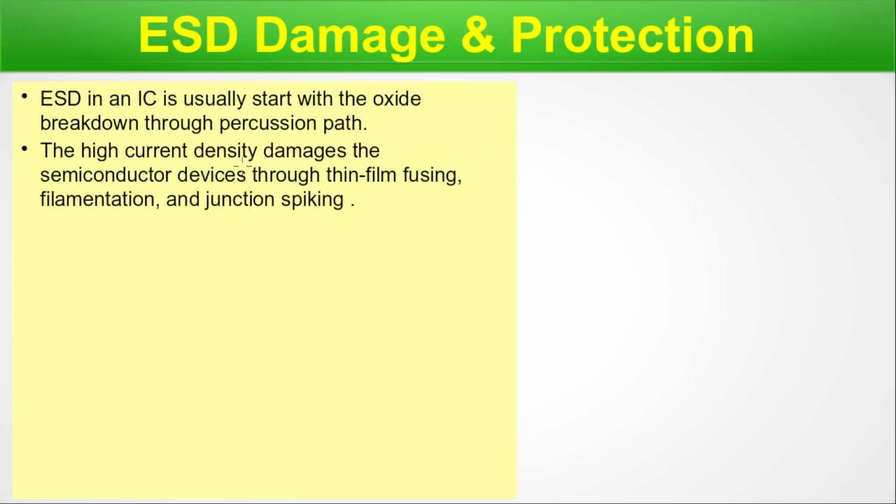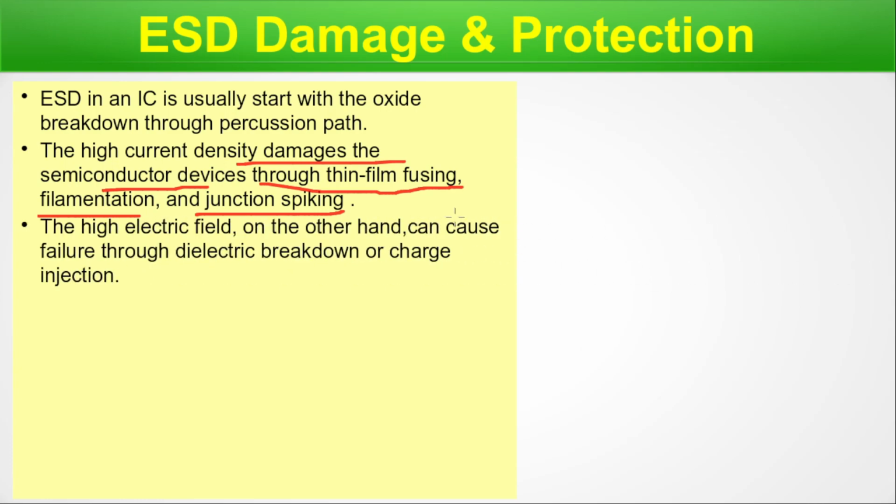The high current density damages the semiconductor devices through thin film fusing, filamentation and junction spiking. So all these things happen when the ESD event happens in a semiconductor chip or device, whatever you call. The high electric field, on the other hand, can cause the failure through dielectric breakdown or charge injection.